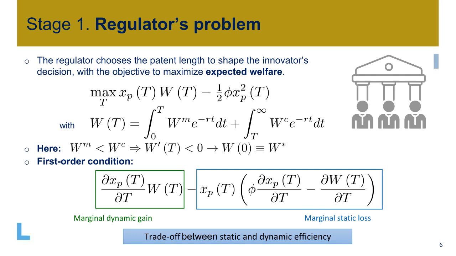The first term is the marginal dynamic gain. When t increases a bit, R&D effort and thus the probability of innovation rise, which is good for welfare. The second term is the marginal static loss. Longer protection raises R&D costs and prolongs the period of monopoly, resulting in lower consumer surplus. The optimal patent length is where these two forces exactly balance. The last extra day of protection brings just enough extra innovation to offset the extra static distortion it creates.